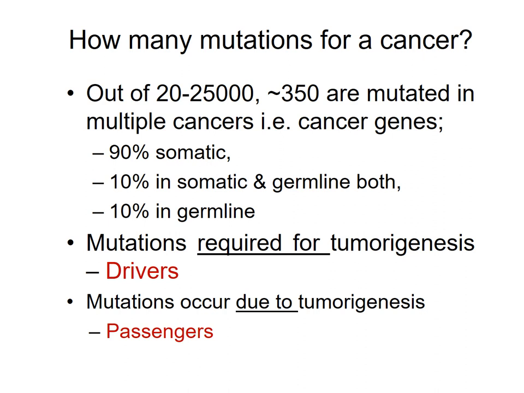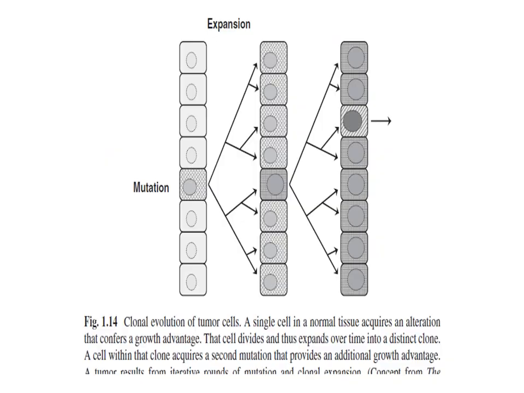So which gene mutation is responsible for causing cancer? What is the first step? These are known as driver mutations or driver genes. So mutations which are necessary for tumorigenesis are drivers, and those which occur due to the presence of tumorigenesis are known as passengers. So yes, we need to find some way to make sense of so many mutant genes by identifying which are causing cancer and which are due to cancer.